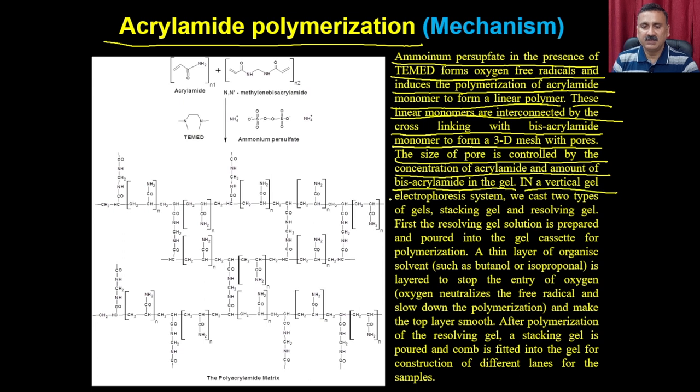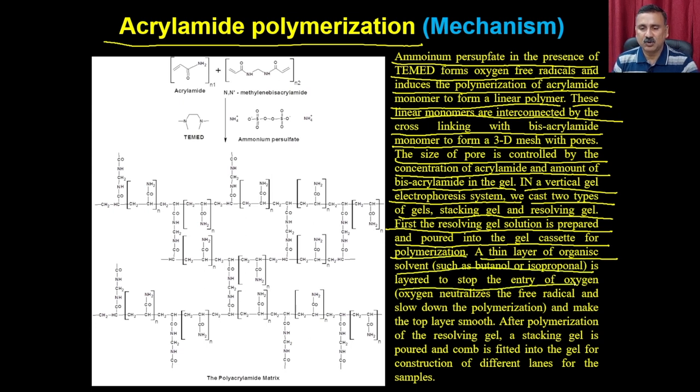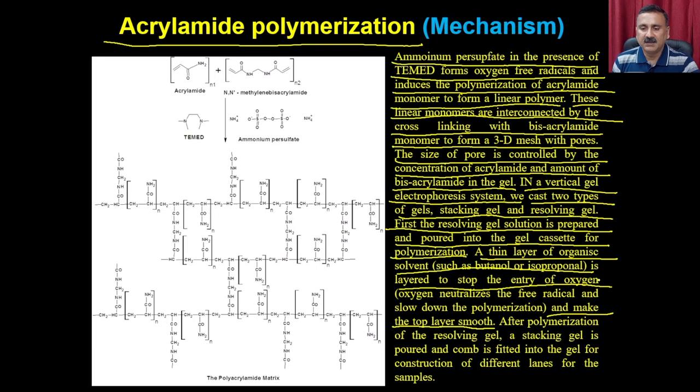In a vertical gel electrophoresis system, we cast two different types of gel, the stacking gel and the resolving gel. First, the resolving gel solution is prepared and poured into the gel cassette for polymerization. A thin layer of organic solvent is layered on top to stop the entry of oxygen, and also to make the top surface smooth. Oxygen is an inhibitor of the free radicals, and if you allow oxygen entry, it will inhibit the acrylamide polymerization.